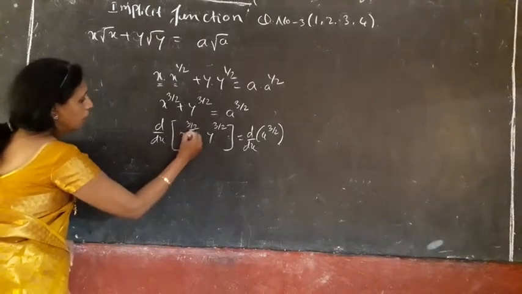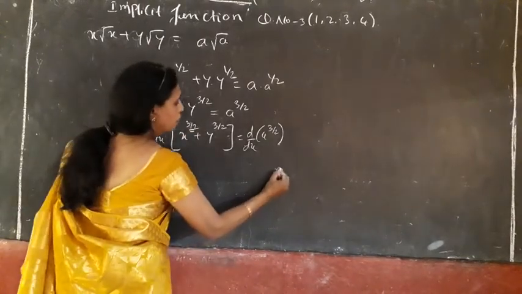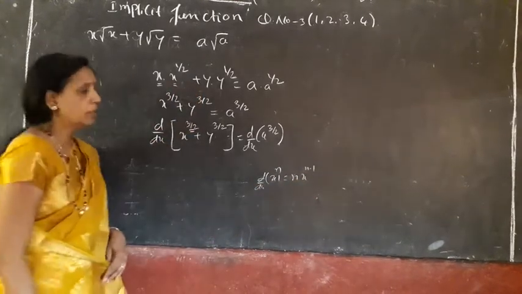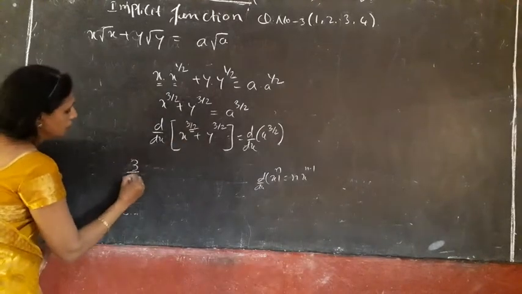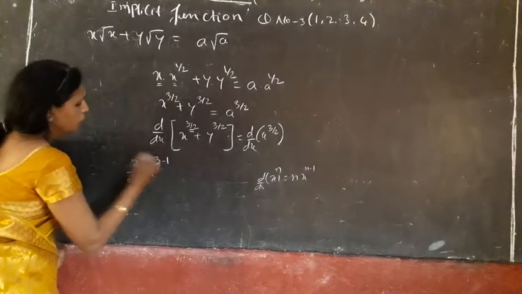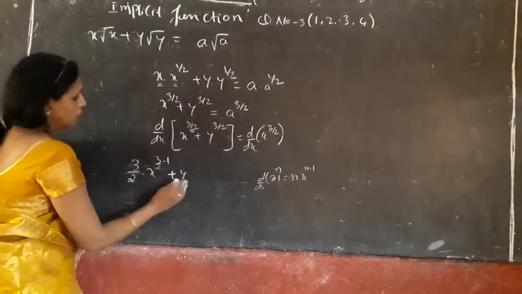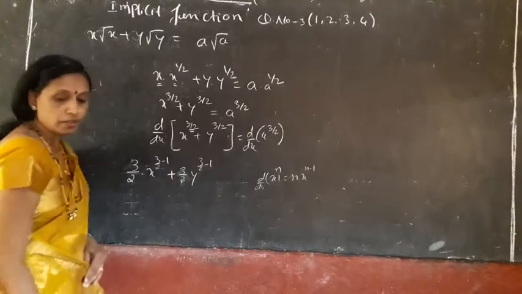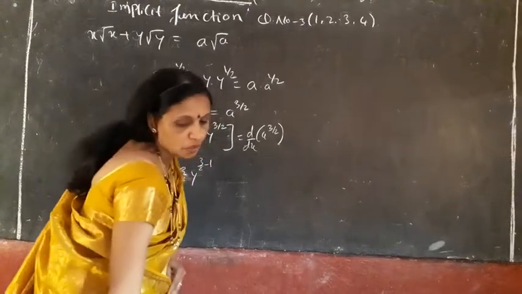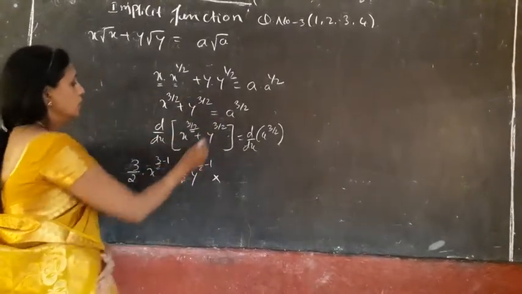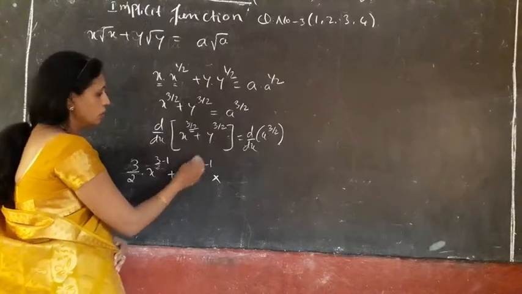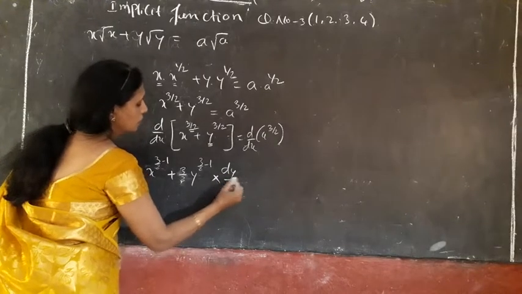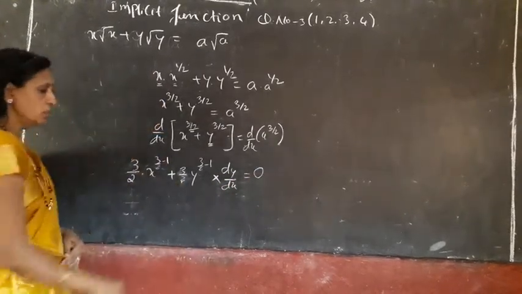Now, see here, apply here the differentiation of x raised to n formula. That is n into x raised to n minus 1. Here n equal to 3 upon 2. So write 3 upon 2 x raised to 3 upon 2 minus 1 plus 3 upon 2 y raised to 3 upon 2 minus 1. Next, differentiation of constant term. Here we are going to differentiate y with respect to x. So write here dy upon dx. And the differentiation of constant term is 0.